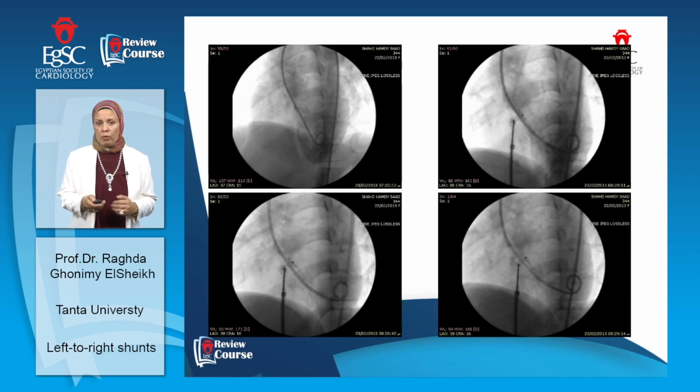And when we are happy with the results and there is no complication with the echo man guiding our procedure, we can safely release the device.